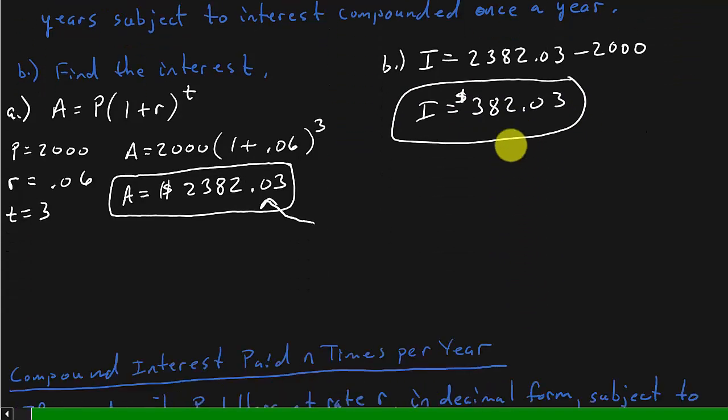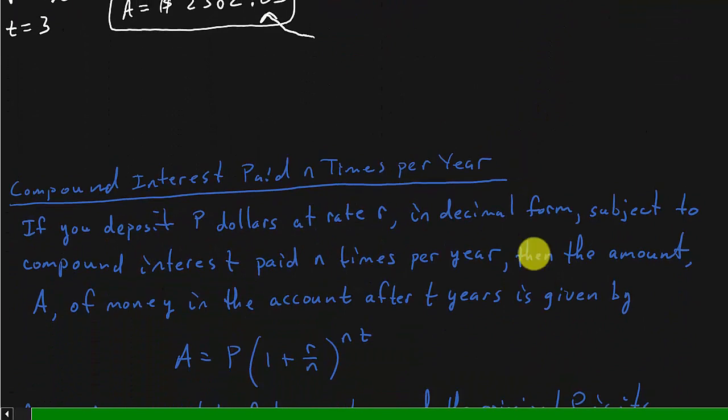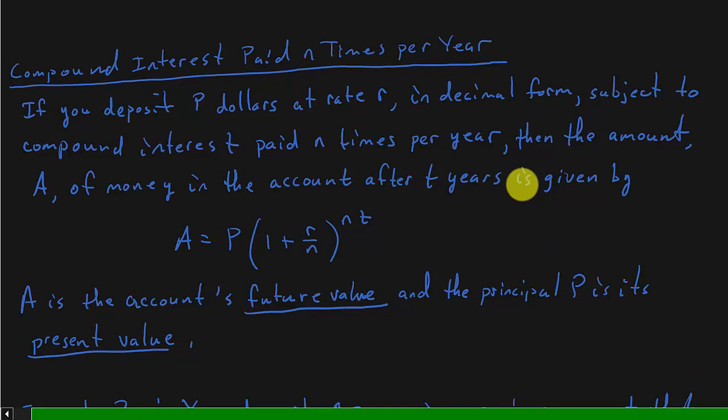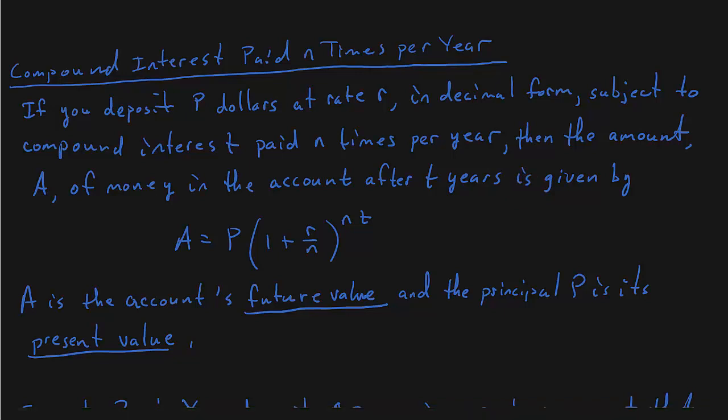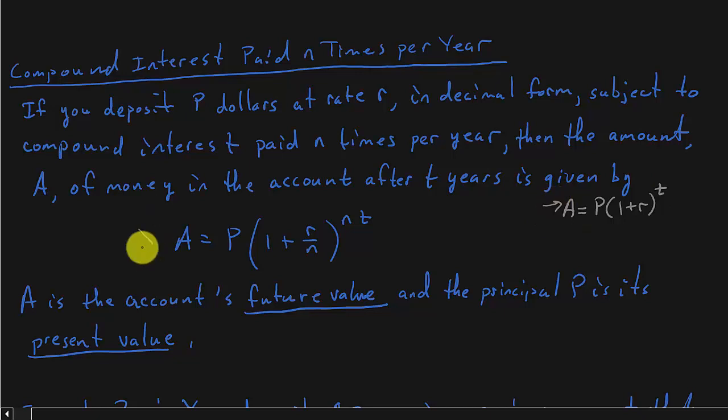All right. So now let's look at this. Now here we go. Compound interest paid N times per year. So let me just go ahead and write down the formula from the first example. That's the formula. And remember, I said, don't worry about remembering that. This is the one that you should remember. So let's read through it, and then I'll explain why you don't need to remember that one.